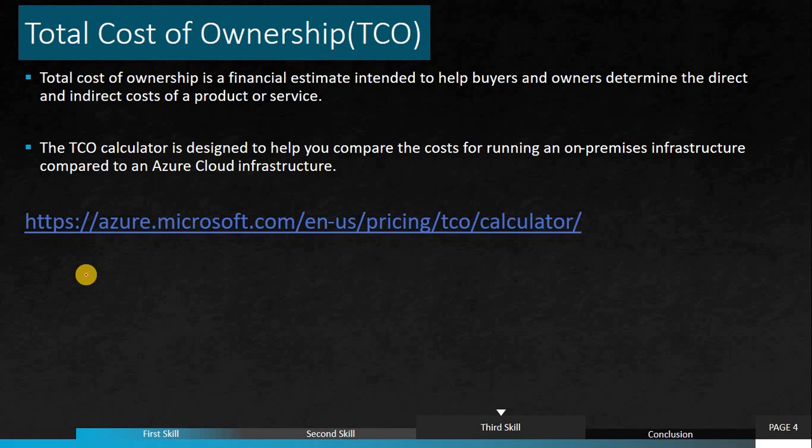The link is azure.microsoft.com/en-us, because I am running the English version of it, /pricing/tco/calculator. This will give you a financial estimate and a comparison, capturing all the direct and indirect costs, which you can submit to your business leaders like the CEO, CTO or senior management to showcase that this would be the cost for running a new application or a new service within your organization.